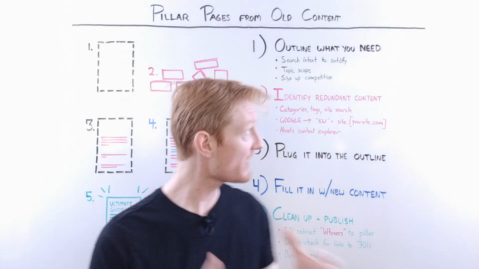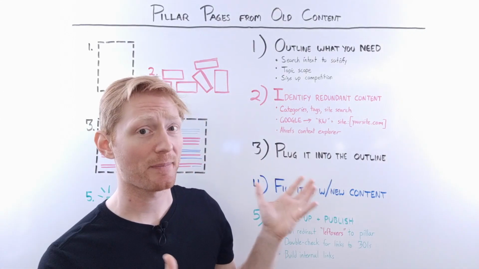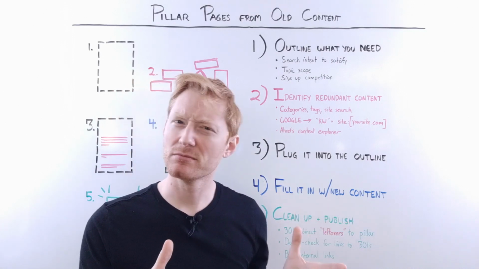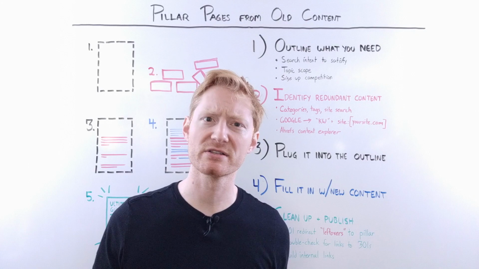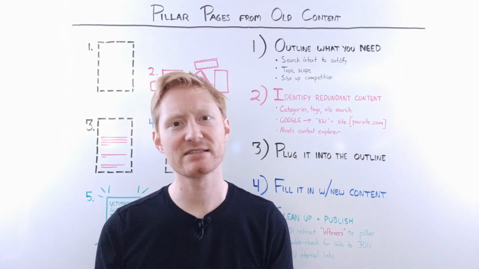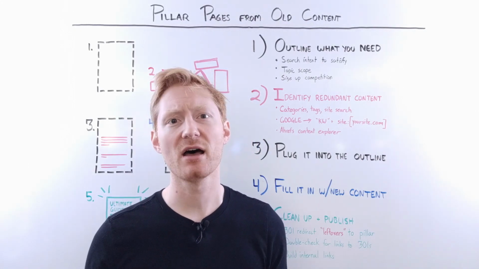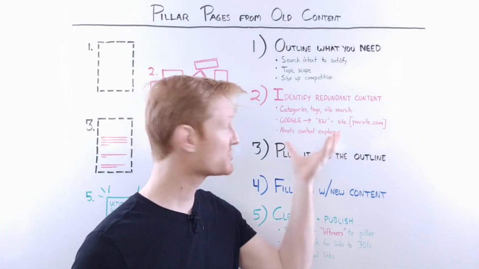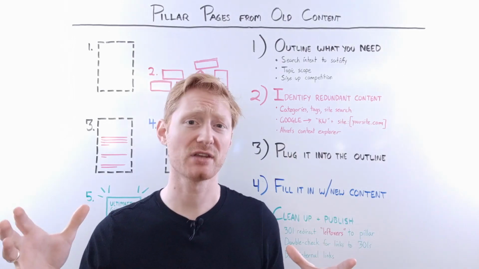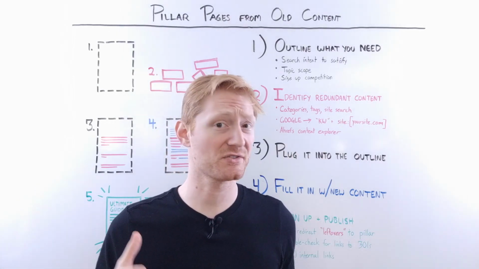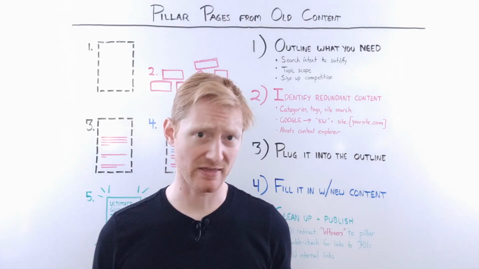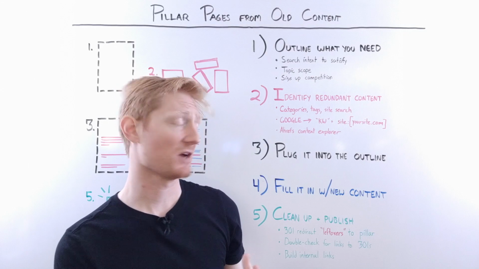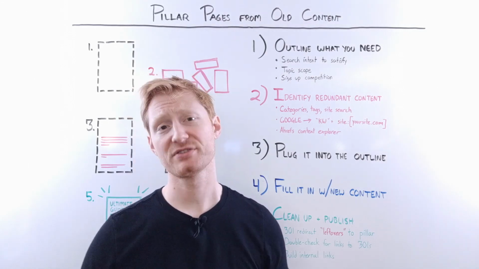That's going to include looking at your topic scope, so you're probably not going to need a pillar page that's 50,000 words long covering every single nuance of a certain topic, but you should have an idea of how much you should cover and then what other topics could make for other pillar pages that are related to that. So you'll want to get a good idea of your topic scope.